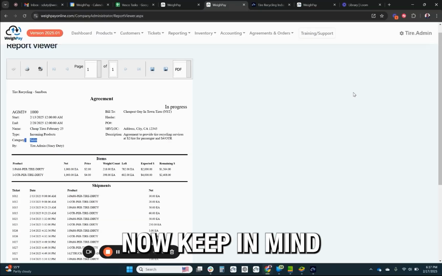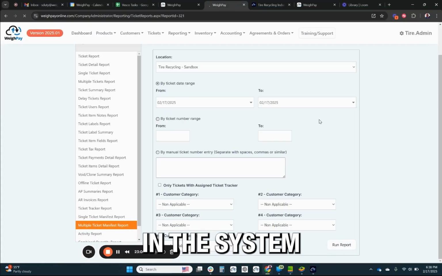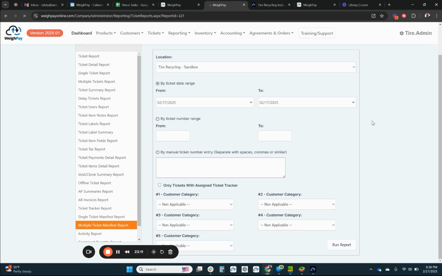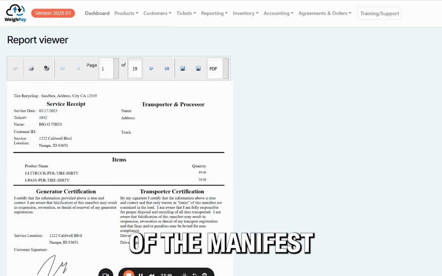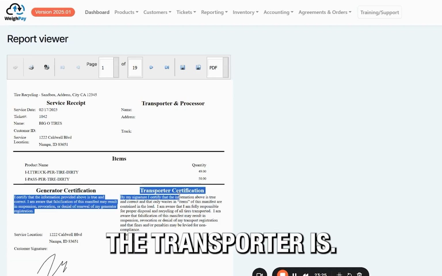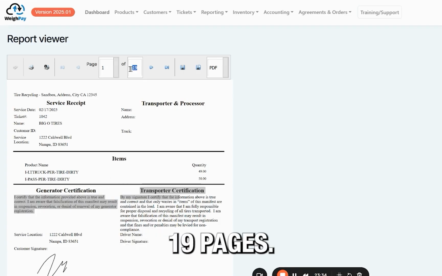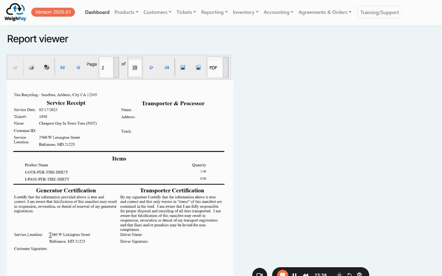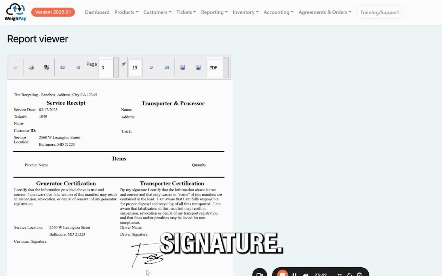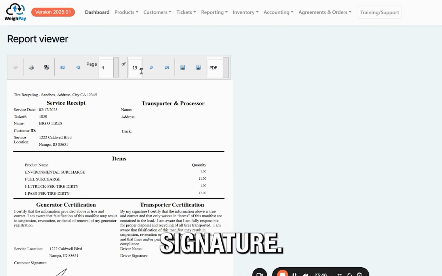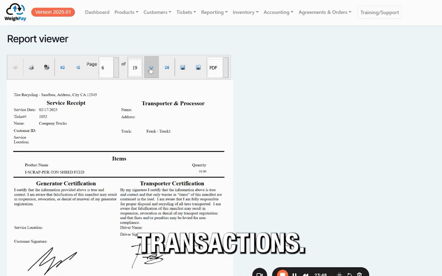This is our contract. Now, keep in mind, we have 2 reports in the system that are specific to Liberty Tire manifests. Now, the important part of the manifest is the ability to see who the generator is, who the transporter is. Here we have 19 pages. So we're going to go here, and you're going to see here the service location is recorded. We have the driver's signature, passenger signature. So you can see all these transactions.